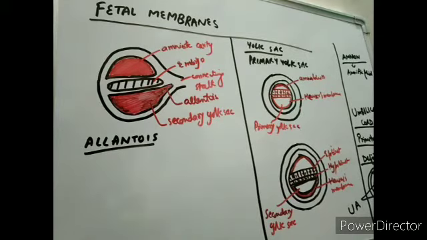So what are the fetal membranes? Basically there are four fetal membranes. First one is allantois. So actually what is allantois?